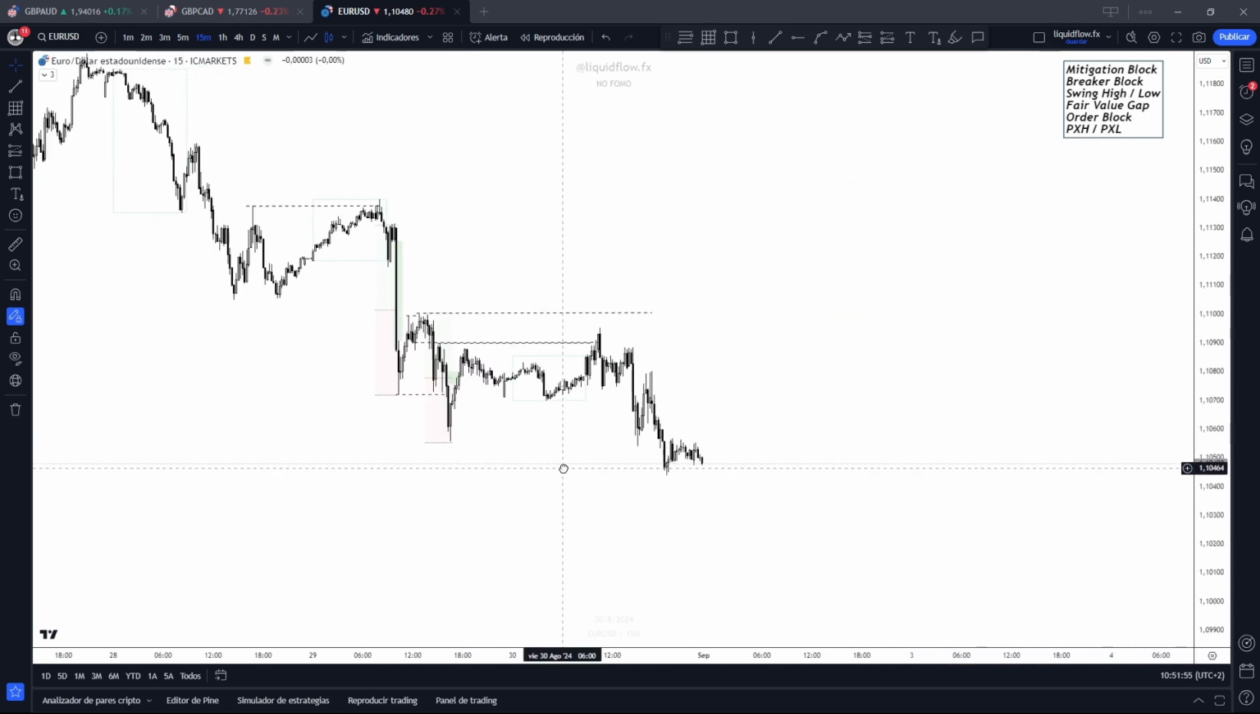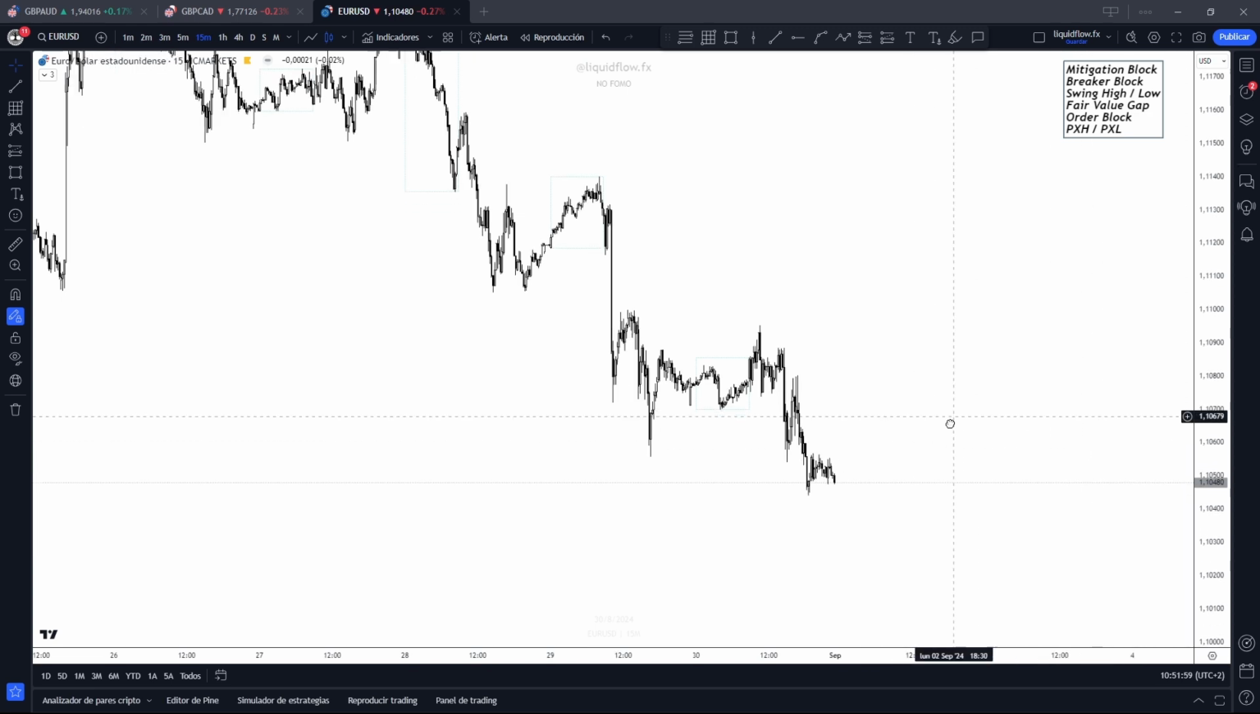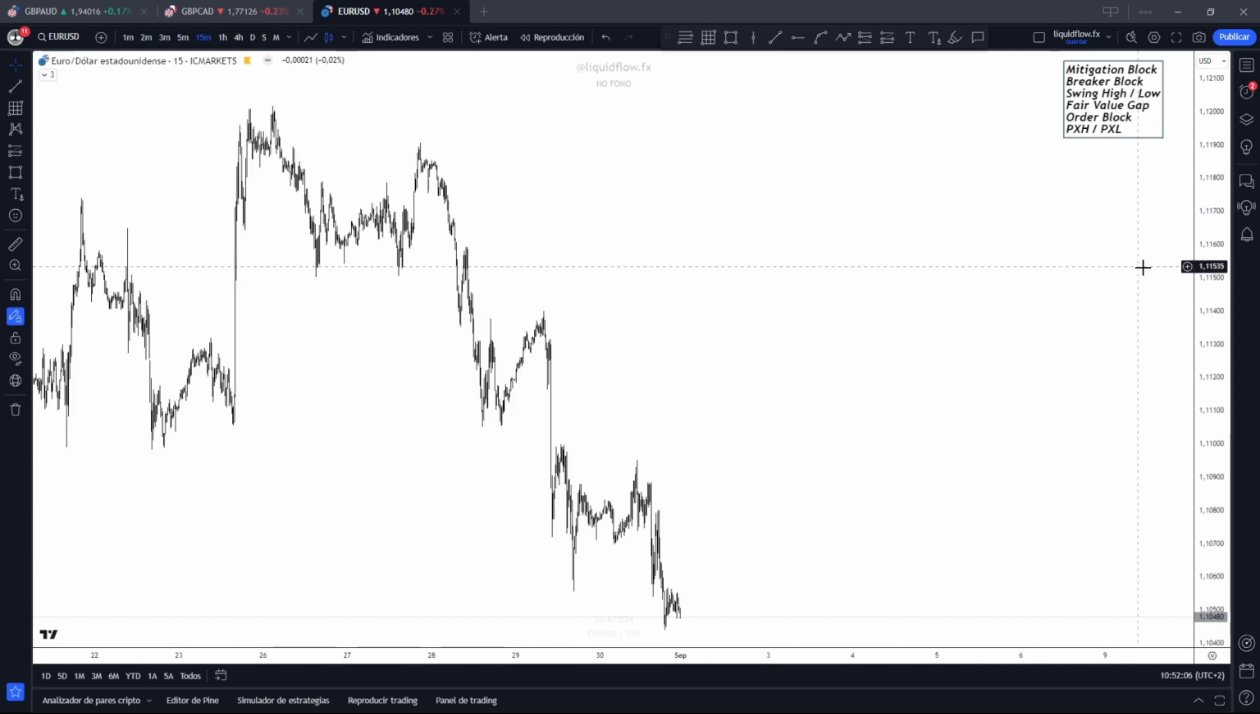So that's the way you could use your PD array matrix, and how you could find the best opportunity for your entry model.